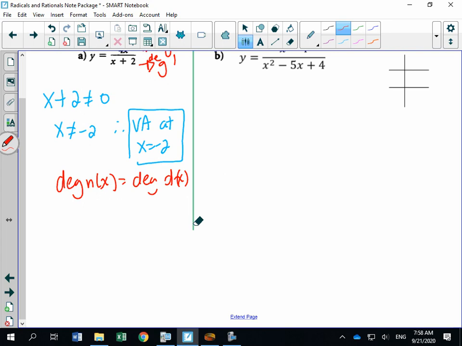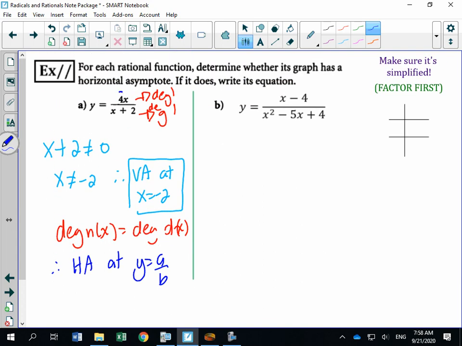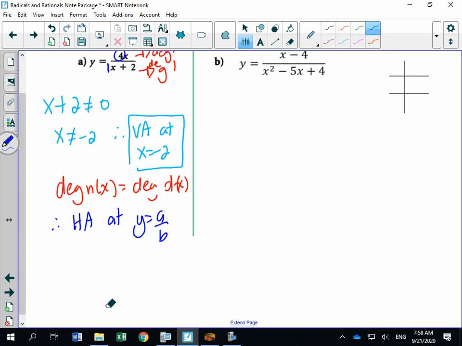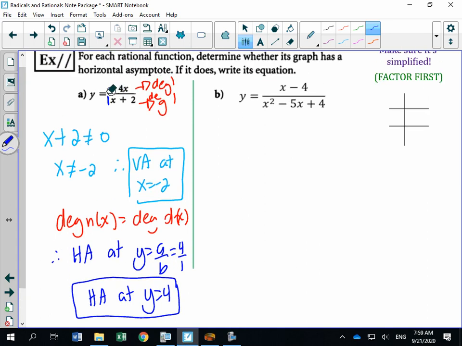So what I do is I say, okay, therefore, we have a horizontal asymptote at the line y is equal to a over b. A is the leading coefficient of the numerator, and b is the leading coefficient of the denominator. So the leading coefficient of the numerator is 4. The leading coefficient of the denominator is 1. So we have a horizontal asymptote at 4 over 1, and because it wants the equation, y is equal to 4. So again, let's graph this, and let's look at the two asymptotes, a vertical asymptote at -2 and a horizontal asymptote at y is equal to 4.